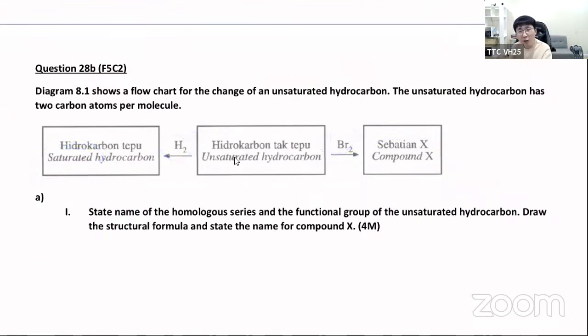So name the homologous series. What is homologous series? This one I guarantee a lot of people cannot answer. Homologous series means the type of carbon compound, which is the name: alkane, alkene, alcohol, carboxylic acid, ester. So that is the name of homologous series.